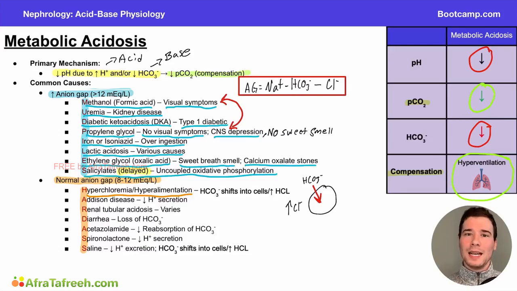The reason hyperalimentation can cause this is in a similar way, in that when we give somebody this intravenous supply of food, the cations are absorbed, but it creates a state of high chloride level in the body, causing a similar effect. The next one that's really important to know is Addison's disease.